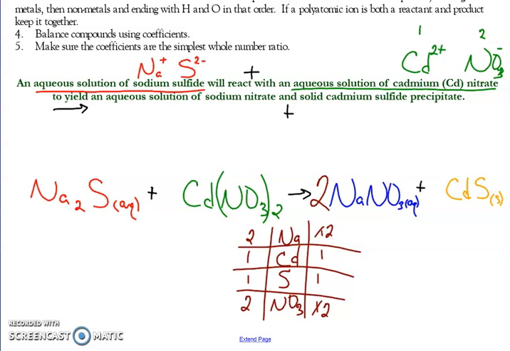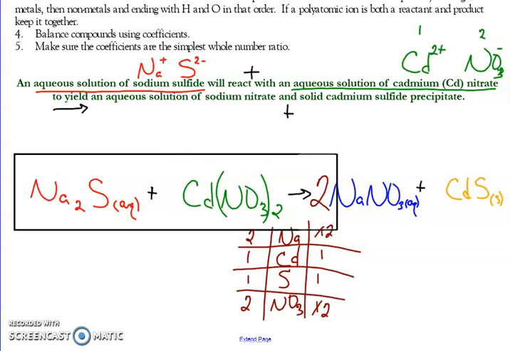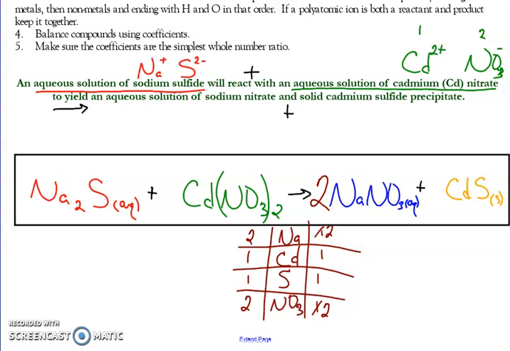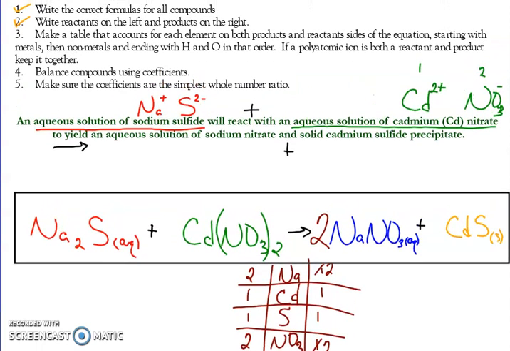And our balanced chemical equation is this portion right here. That's our balanced chemical equation. It does not include the tabulation. Okay? So what you want to do for these kinds of questions, you have to work through the process. Again, you start at the top, write the correct formulas. That may be your most difficult part. Write the products on the right, reactants on the left.